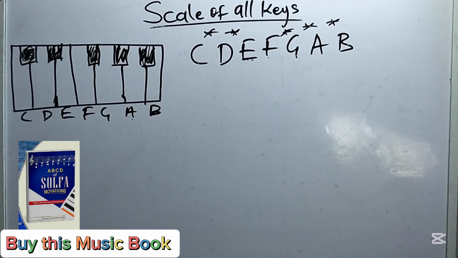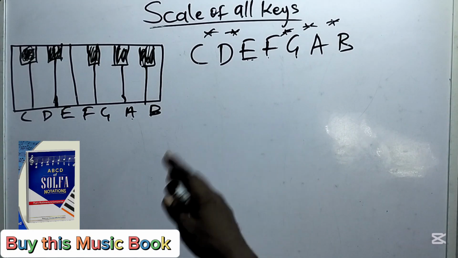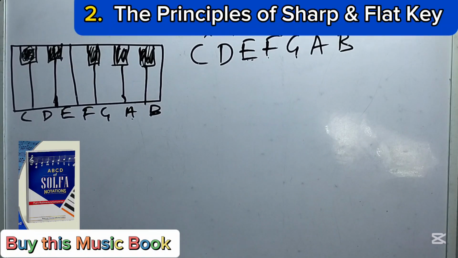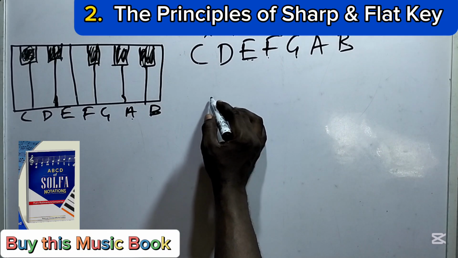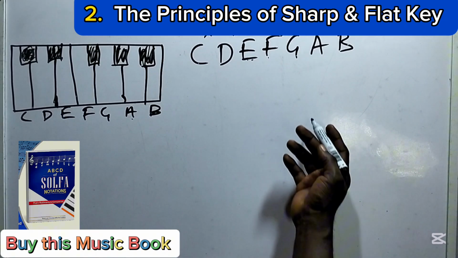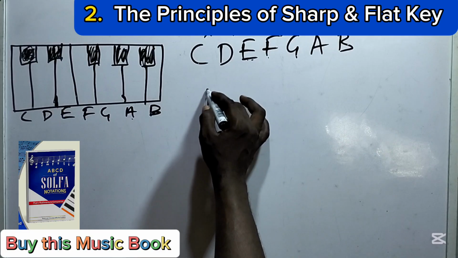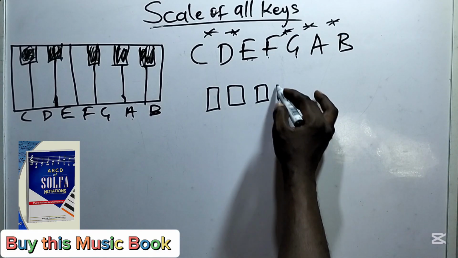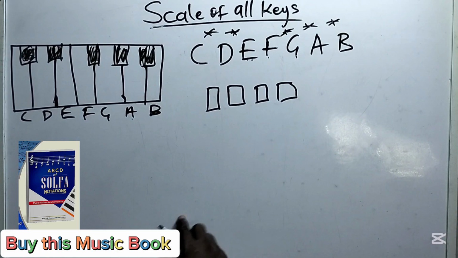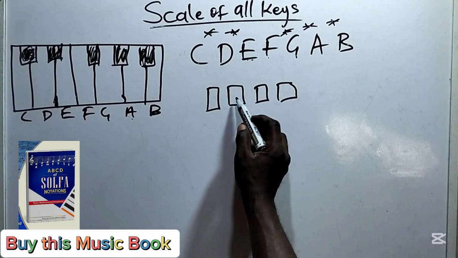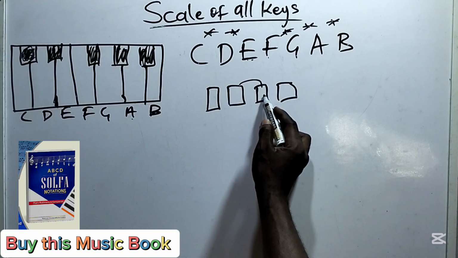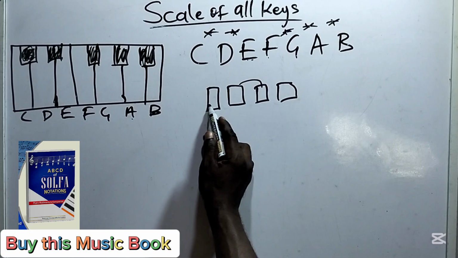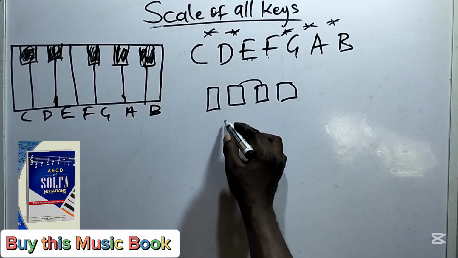So another one is, what is the principle behind sharp and flat? One of the principles behind sharp and flat is that of any key in front of a key. So if this is a key, and this is another key, and this is another key, let's use it as an example. The principle behind sharp and flat is that any key in front of this one sharpens it, any key at the back of this one flattens it.